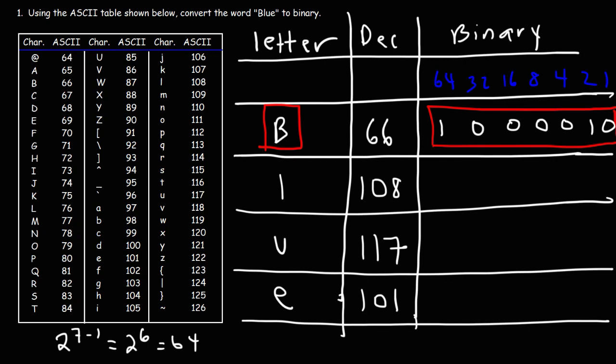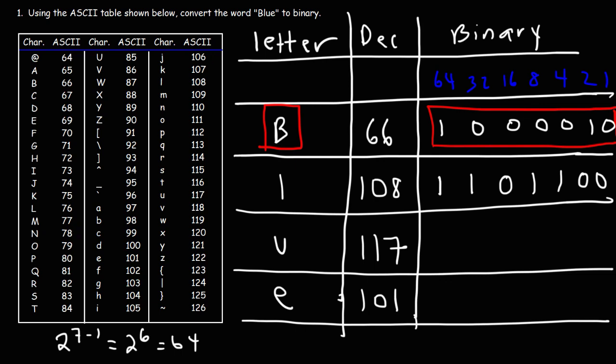The letter L has a decimal value of 108. To get 108, we need 64 and 32, so that's 96. Now, if we add 16 to 96, that's going to be 112, which is too much. Since we don't need a 16, we're going to put a 0. Now, we do need an 8. So we have 96 plus 8, that's 104. We only need 4 more to get to 108. So we'll put a 1 on the 4 and a 0 for the 2 and 1. So that is the 7-bit binary code for the letter L.